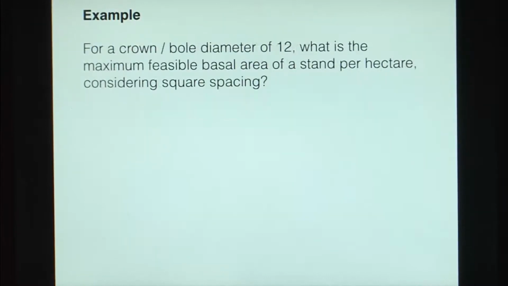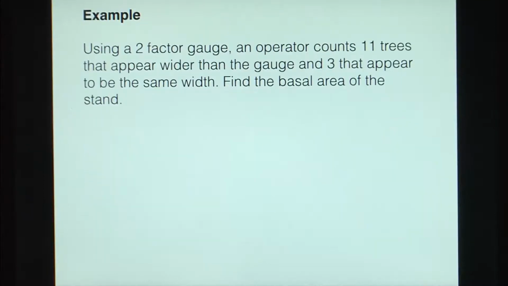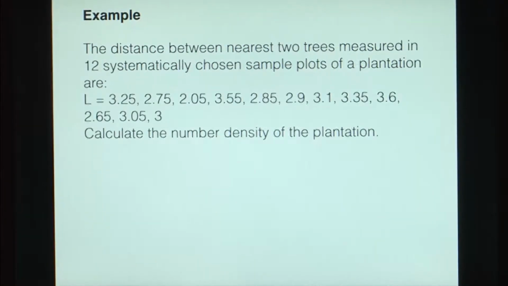We looked at these methods again, and then we looked at the crown to bole diameter. If that is given and fixed, then we can figure out the maximum feasible basal area of a stand per hectare given certain kinds of spacings. For instance, if you have a square spacing, then the number of trees per hectare is given by 1 by k square into 10,000, and the basal area of the stand is given by 10,000 pi by 4 z square, where the crown to bole diameter is written as z. Just by using this figure you can calculate the basal area of the stand. Next, we looked at some other examples of how to use the basal area factor.